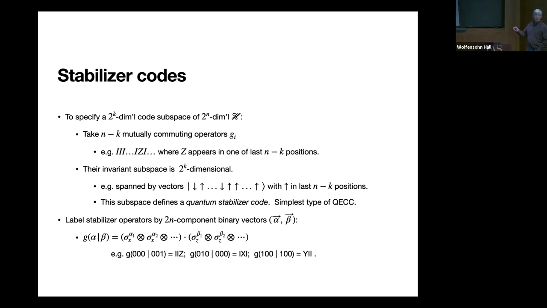I claim that any operator of the type I wrote down previously can be written in this form. So for example, if you have the operator IIZ, you would just need the sigma Z in the third place here and everything else would be a trivial operator, would be a one. So the alphas and other alphas and betas would all be zero. So we would label that operator by the vector 0, 0, 0, 0, 0, 1. Likewise, IXI, you'd have a one in the second position of the alpha vector. And if you had a Y, what you need is a sigma X and a sigma Z in the corresponding position.